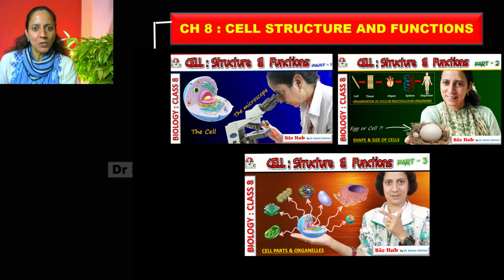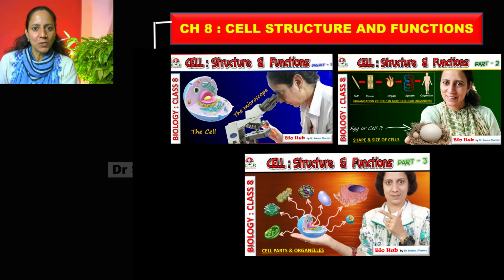Fifth point, plant cells do not have a centrosome, whereas animal cells have a centrosome, and the function of the centrosome is that it helps in cell division in animal cells. So these are the 5 basic differences between the plant cell and animal cell. With this we are through with the basic structural and functional differences between plant and animal cells.